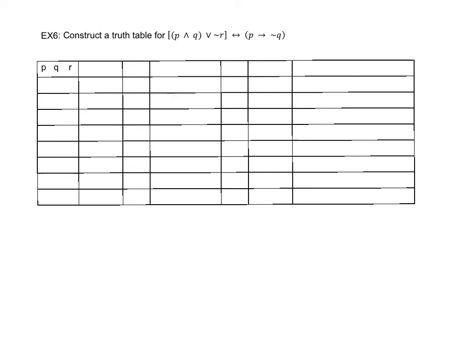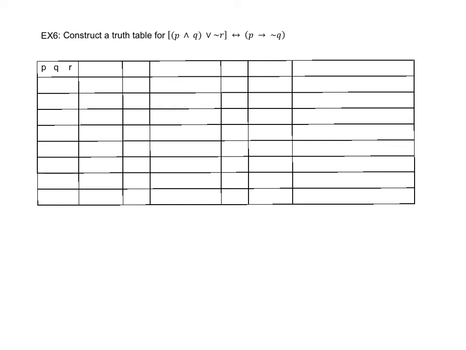Our last example in this section puts together all the symbols that we've learned so far. Notice that this has grouping symbols, it's got parentheses, it's got brackets, it's got ands, ors, if thens, if and only if. It's got them all. And it has 3 statements. So it's going to be one of those larger truth tables.